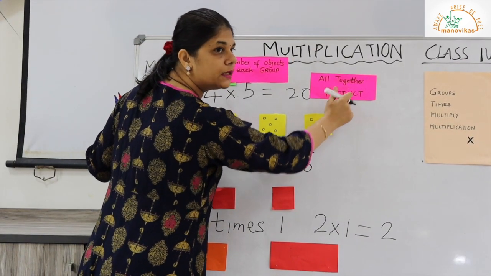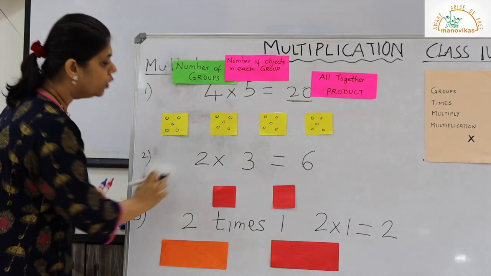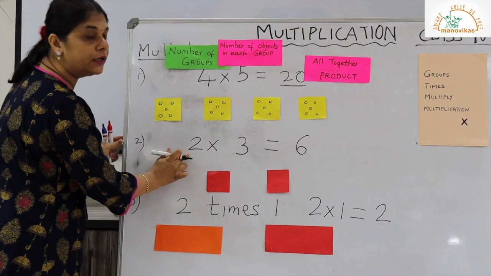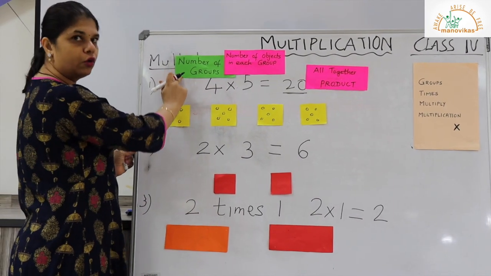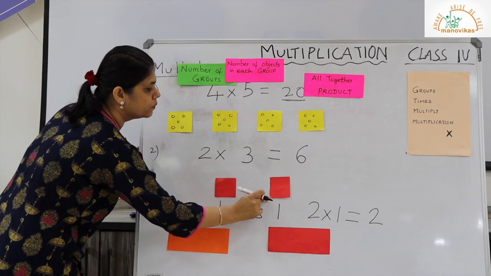What is the answer that you get? It is 20. Right? Now look at the next example. The first number tells us what? Tells us the number of groups. So how many groups are there here? There are 2 groups, right?